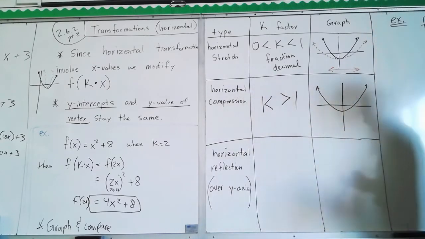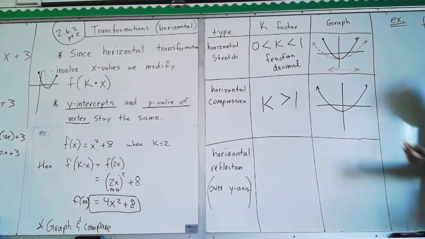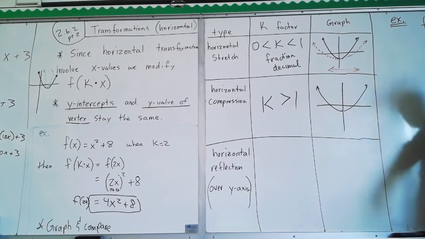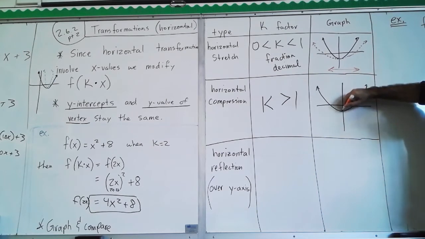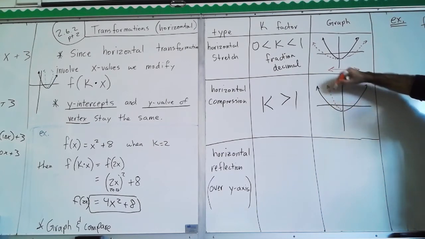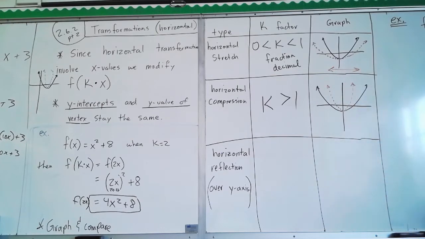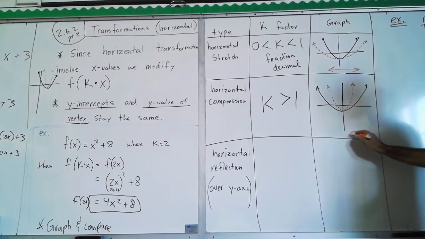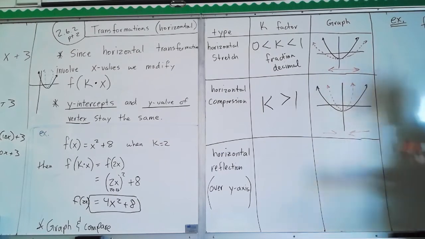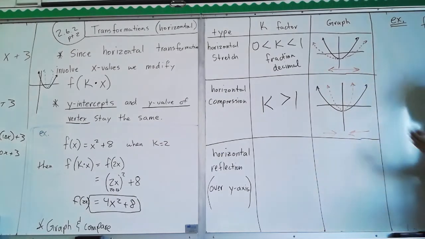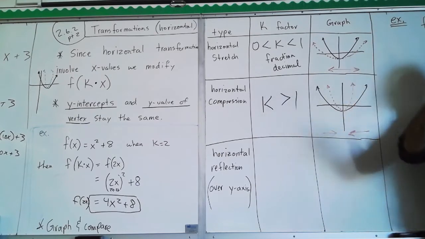Here's the original function. We know that the y-intercept stays the same, and the y value for the vertex, so what we end up with is just a compression. We can even put the arrows pointing in like that to show us that it's getting squished towards the y-axis here, squished in. Okay.